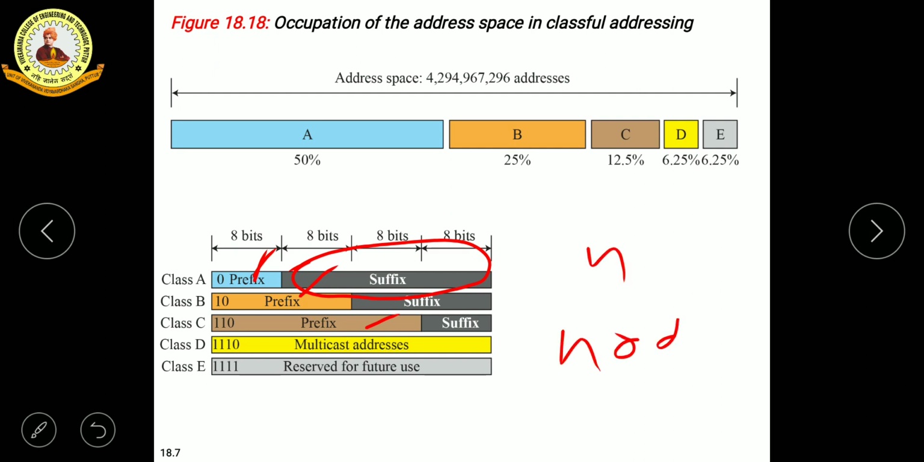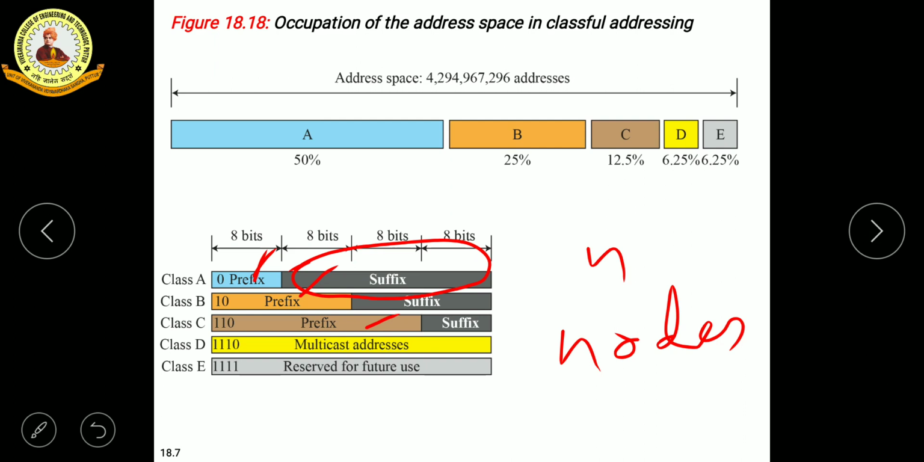So what analogy can you draw here? In class A, the number of networks that can be connected is less. In class A, the number of nodes that can be connected is more. Then coming to class B, the number of networks and number of nodes are a little bit the same. That is, you can connect 2 raised to 16 networks and you can connect 2 raised to 16 nodes in each of these networks. That is the meaning of it.